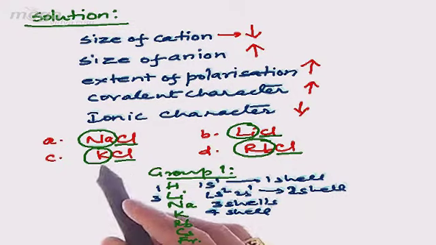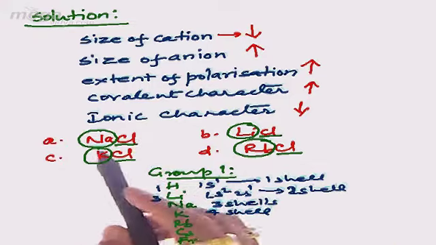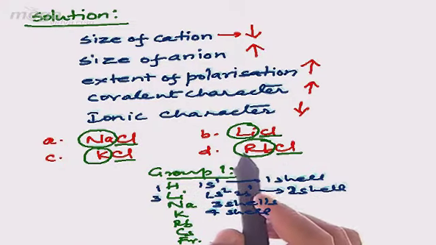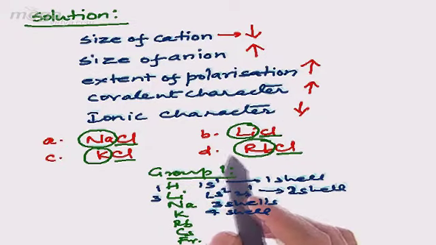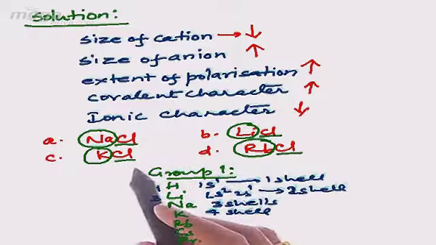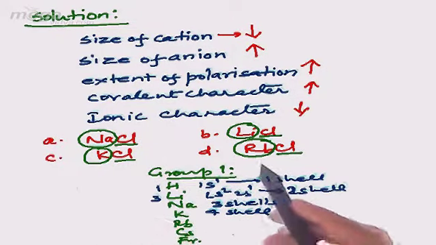Again I am repeating that whenever we have to compare the covalent or the ionic character, we are concerned about Fajans' rule, where we have to check the size of the cation and the anion, and as in all the 4 options we have the common anions, we only compare the size of the cation.